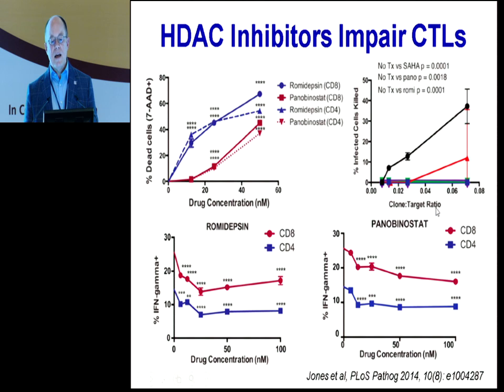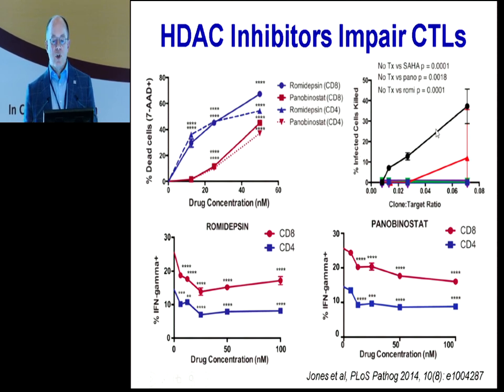So this is the clone to target ratio. So these are the number of cytotoxic T cell clones. So the larger the number of clones, you'd expect to get more killing. And the target cells, the infected cells, if you have a small number of target cells and a large number of cytotoxic T cells, you ought to kill close to all of them, right? So if you have a lot of targets and low clones, that's bad. So the higher the clone to target ratio here, the more killing you get.